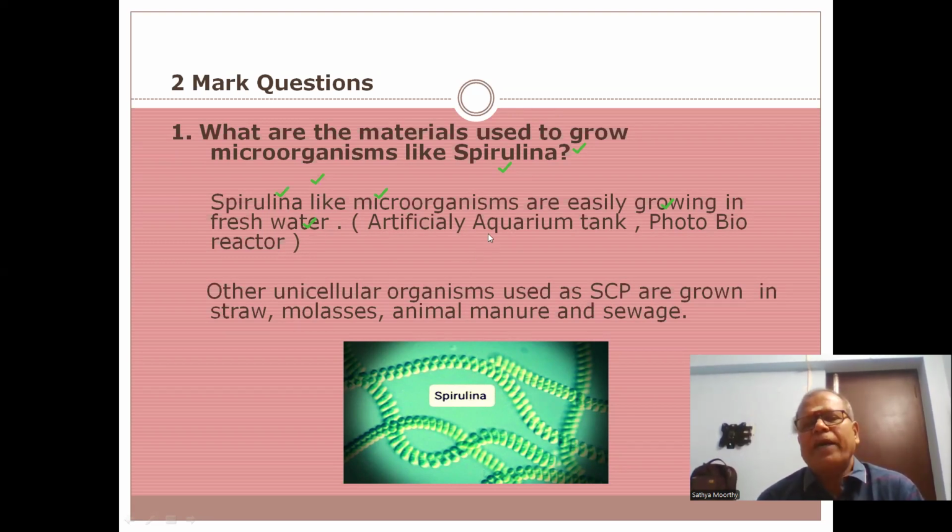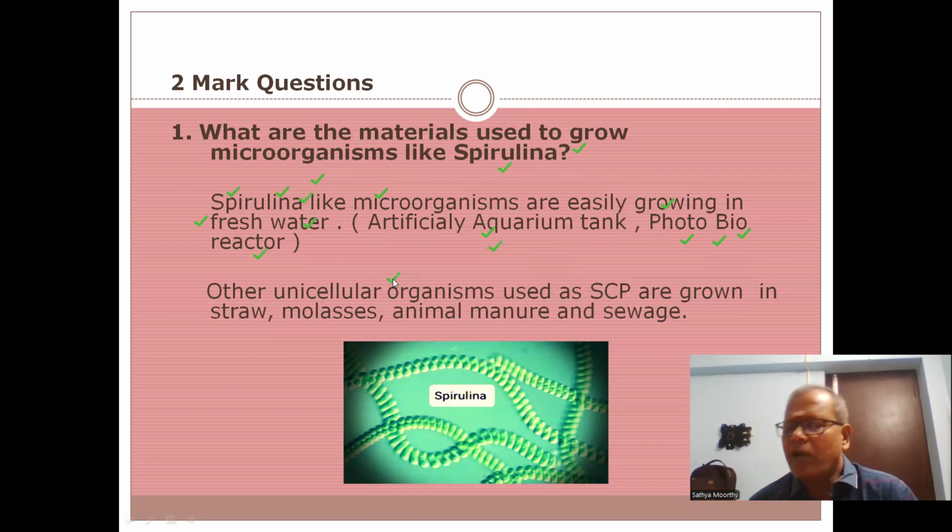And we can grow this spirulina artificially in an aquarium tank and photobioreactor. Fermenter or the bioreactor helps to produce large-scale biomass. Photobioreactor means it's for photosynthetic cyanobacteria, the blue-green algae. So if light is present, it has the ability to synthesize its own food material. So we grow spirulina in fresh water, artificial aquarium tank, and in photobioreactor.